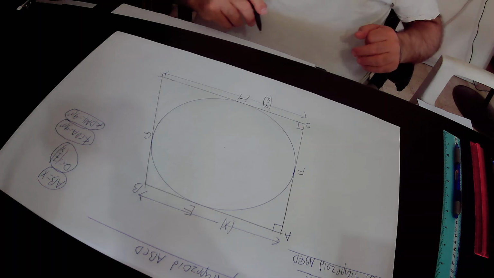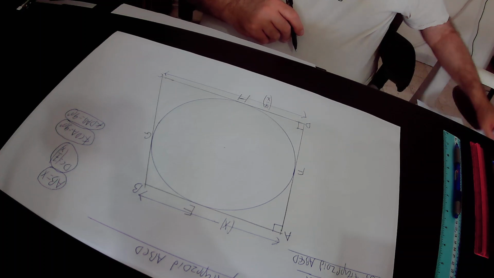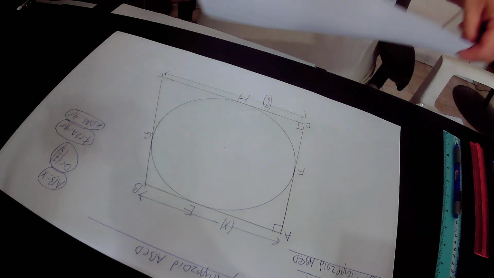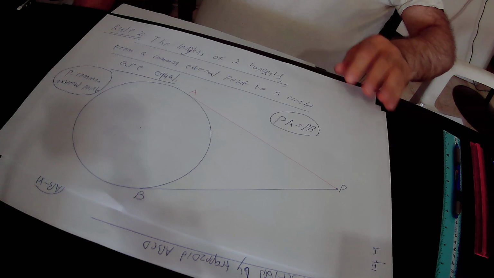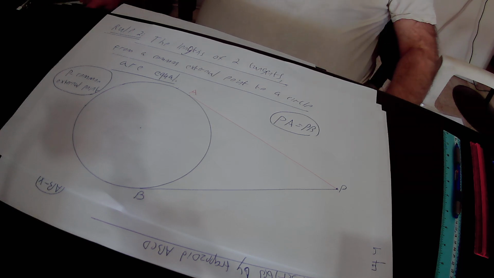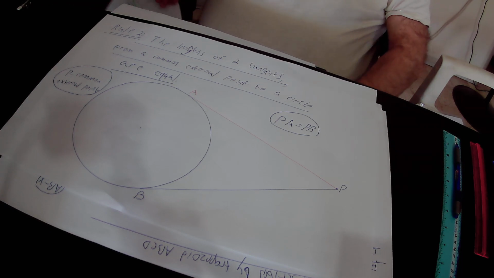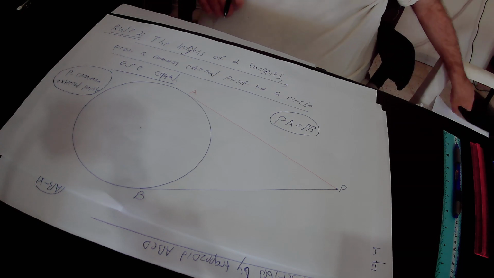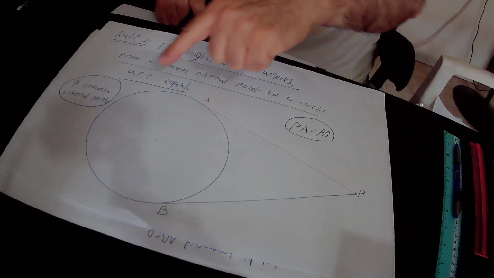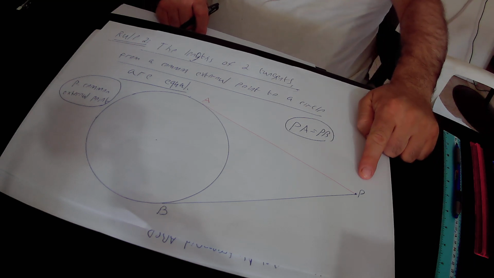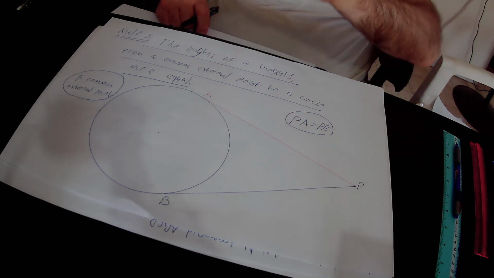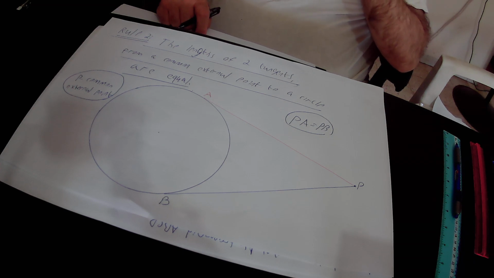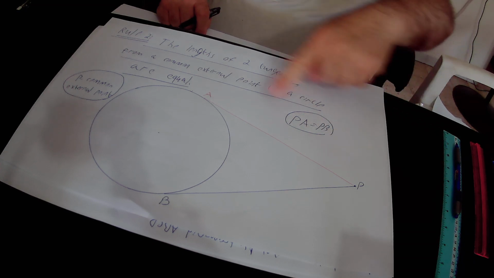Here we can implement rule 2. Let's quickly repeat rule 2. According to rule 2, the lengths of two tangents from a common external point to a circle are equal. So in the drawing we have a circle, and this is the common external point, point P. From this point P, we have two tangents to this circle, tangent PA and tangent PB. According to rule 2, they are equal to each other. That is to say, PA equals PB.